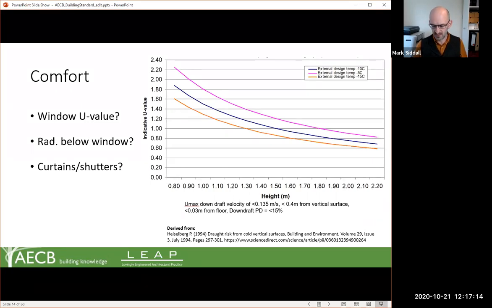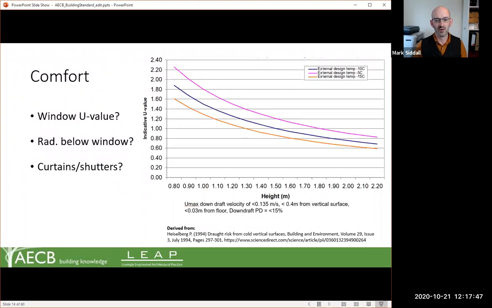What we can see here, if we just look at the magenta line, which is for a -5 degrees Celsius design temperature, is the height of the window along the horizontal axis, and on the vertical axis, the U value. So you can look across at the height of your window, go up to the magenta line and track across to your U value, and find out what the indicative U value would be to avoid drafts and discomfort.